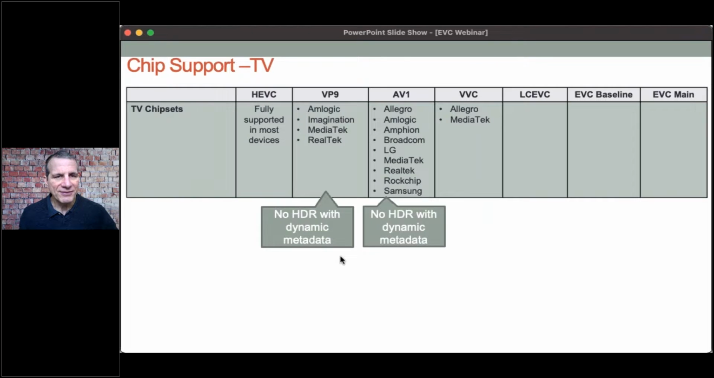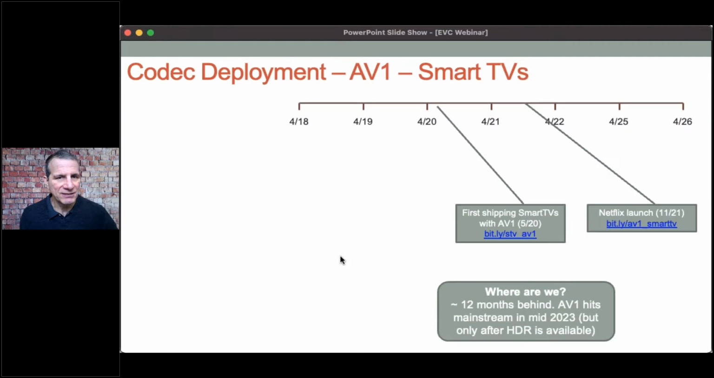In terms of smart TVs, we see pretty good support for VP9 in smart TVs and AV1 in smart TVs, but these are 4K without HDR support. And then we see some VVC support, but this is 2 manufacturers out of many manufacturers. Again, it's relatively disappointing.